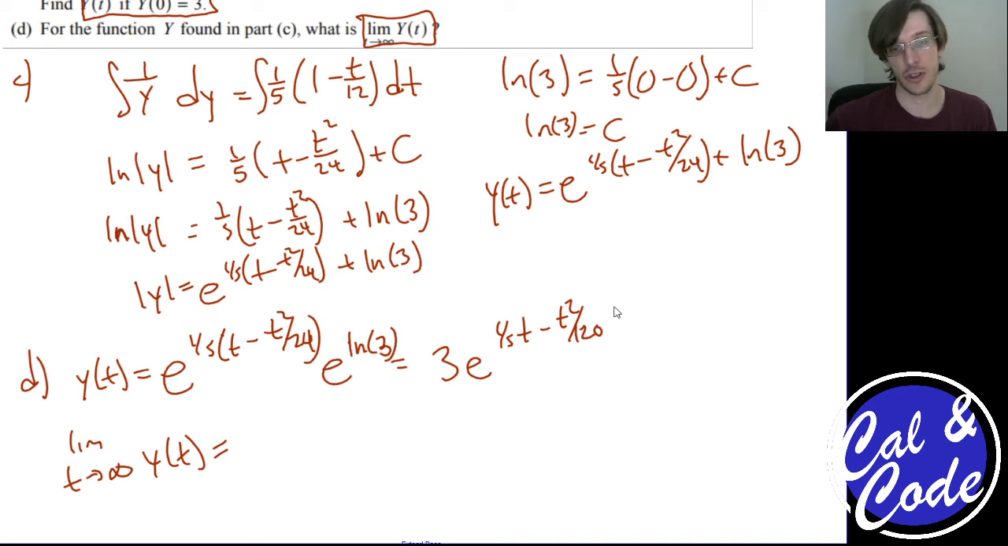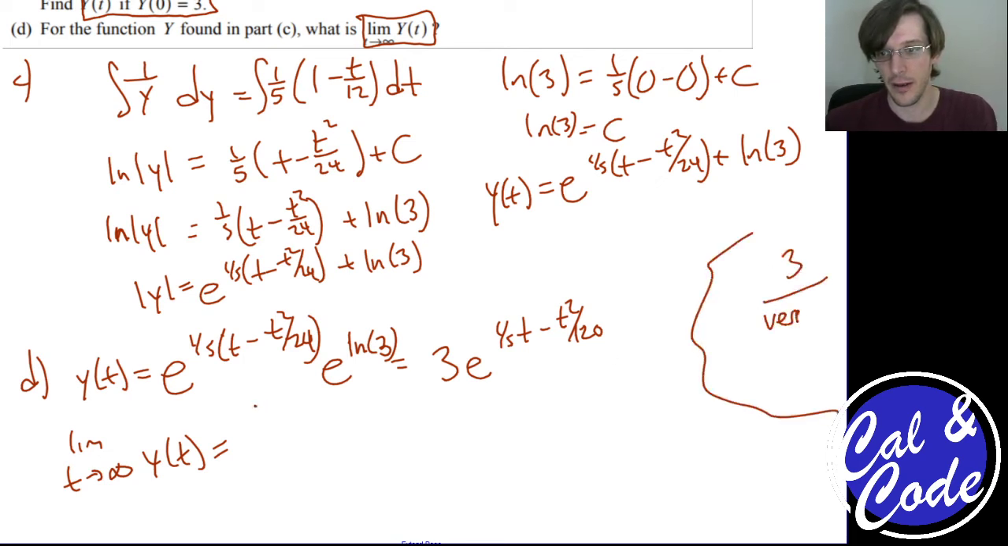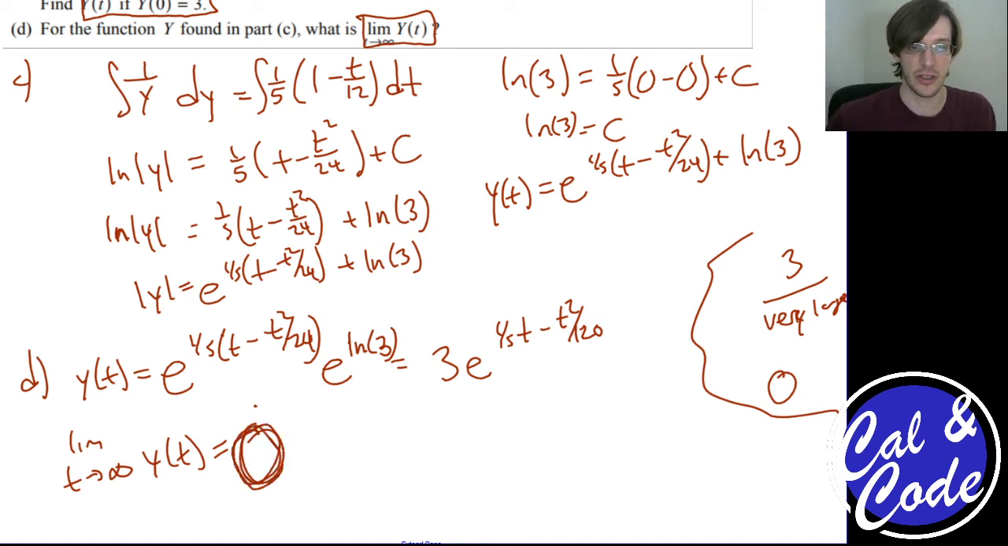And as this thing gets larger and larger in the denominator, I'll end up with basically 3 over very large. And if I'm 3 over very large, that limit's going to become 0. That's what I'm going to get really, really close to. I'm going to get very, very close to the number 0. So that is the limit as t goes to infinity.